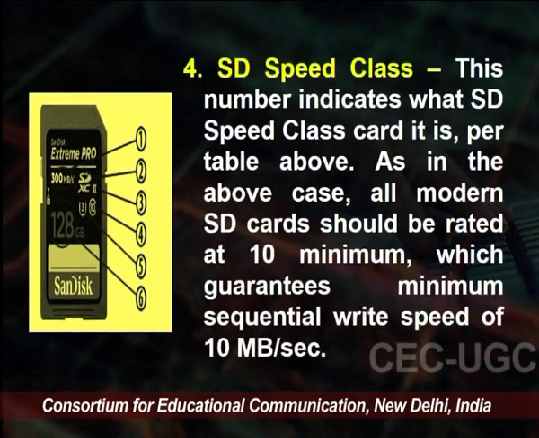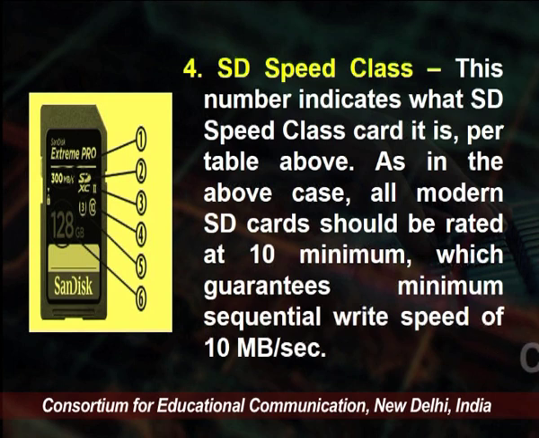Next, the fourth is the SD speed class, and this number indicates the SD speed class of the card, as per the table above. As in the above case, all the modern SD cards should be rated at 10 minimum, which guarantees a minimum sequential write speed of 10 megabytes per second.